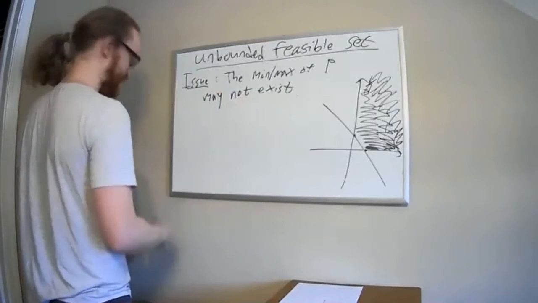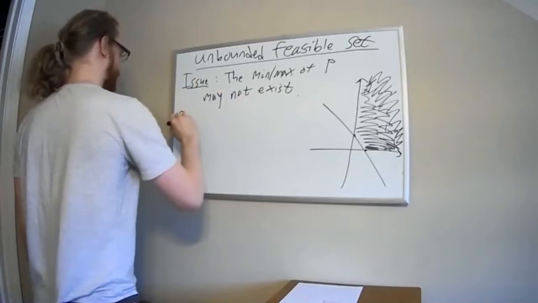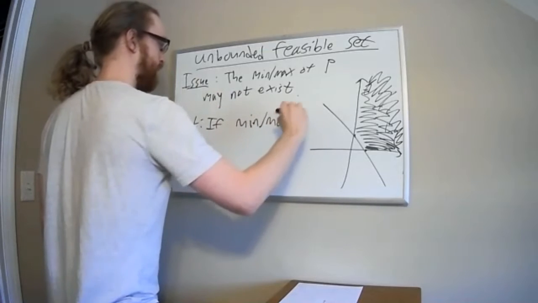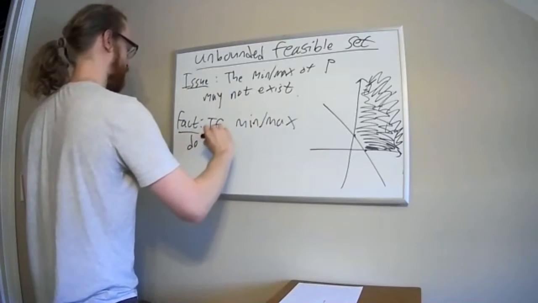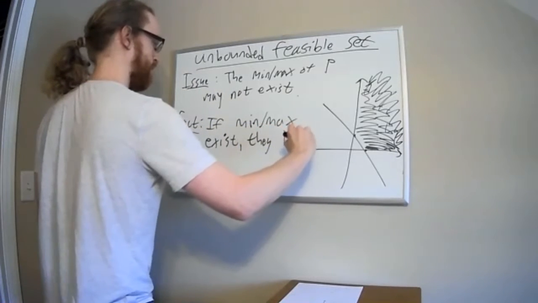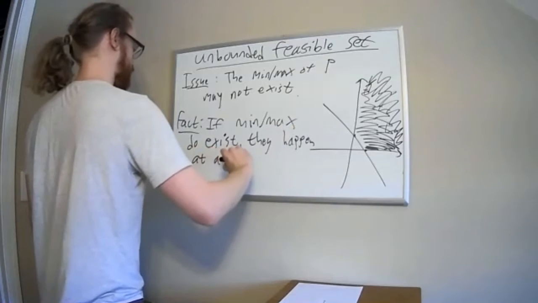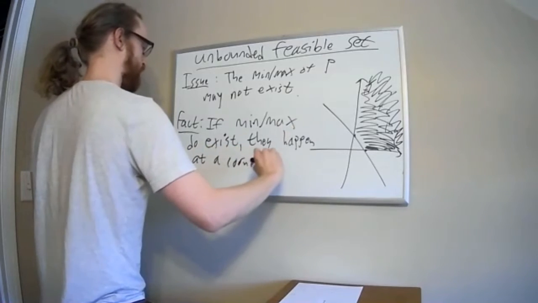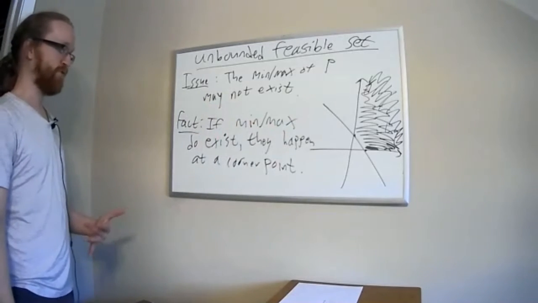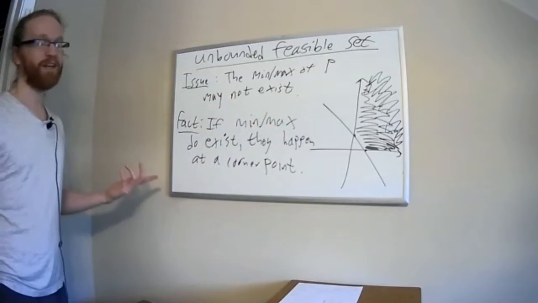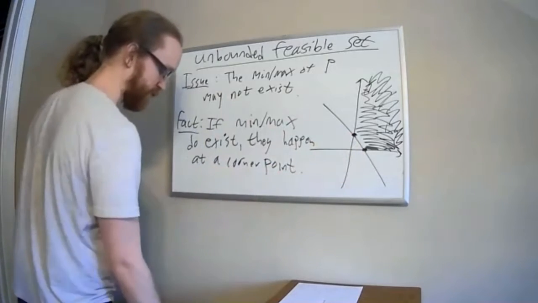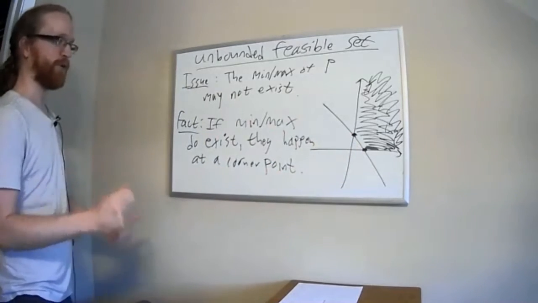Now, the min or max may exist, and here's our fact. If the minimum and maximum do exist, then they happen at a corner point again. So the min and max may not exist at all, but if they do happen to exist, then they happen at a corner point again. So corner points are still where we want to check, even for an unbounded feasible set. But we just have to be a little extra careful and check some extra points too.